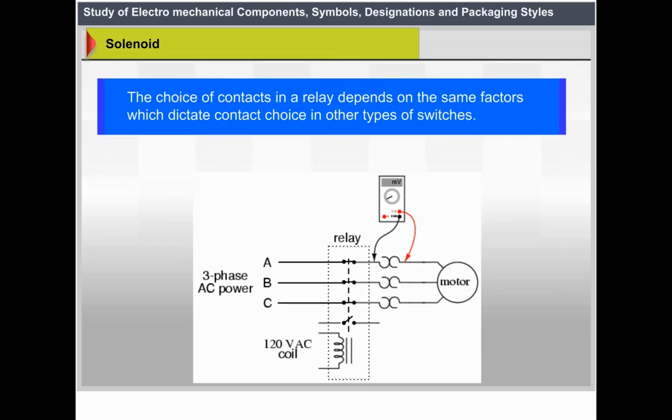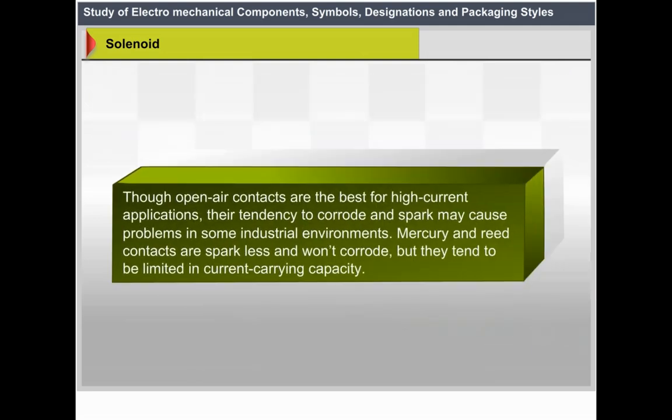The choice of contacts in a relay depends on the same factors which dictate contact choice in other types of switches. Open air contacts are the best for high current applications, but their tendency to corrode and spark may cause problems in some industrial environments. Mercury and reed contacts are sparkless and won't corrode, but they tend to be limited in current carrying capacity.